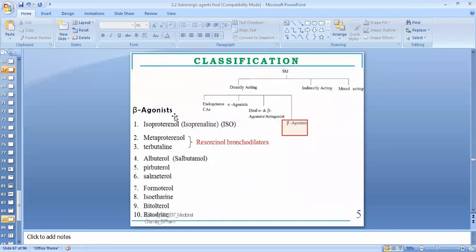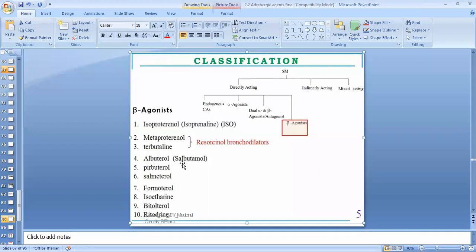Now the next class is beta agonists. See, we have discussed endogenous catecholamines, we have discussed alpha agonists, then we have discussed dual alpha and beta agonists and antagonists. Now we are proceeding further to the beta agonists. What are the drugs which act as beta agonists? Those are isoproterenol, metaproterenol, and terbutaline. They have a change in structure: instead of the catechol nucleus, they have the resorcinol nucleus.